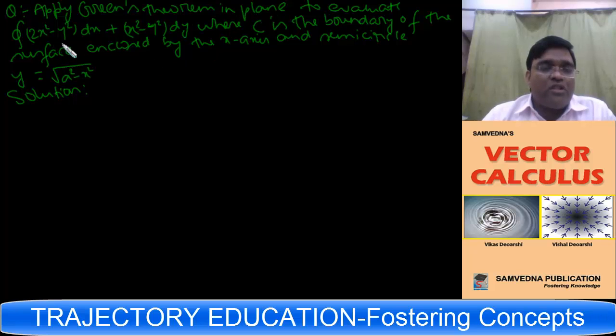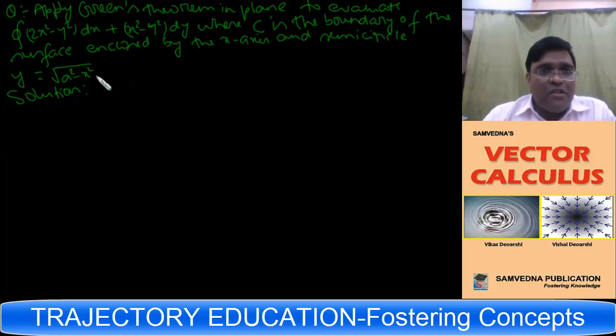The question reads, apply Green's theorem in plane to evaluate the integral of (2x square minus y square) dx plus (x square plus y square) dy, where C is the boundary of the surface enclosed by the x-axis and the semicircle. Now here also let me draw this curve so that I can get an idea about the region of integration of the double integral, which I'll convert this line integral into. So I'll have to use Green's theorem.